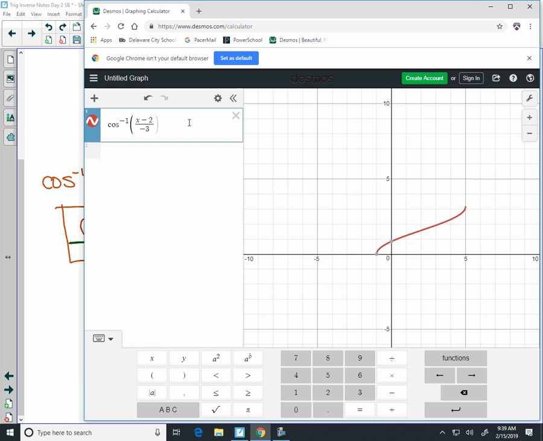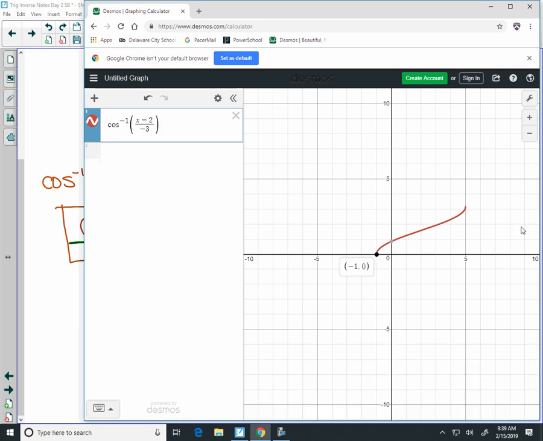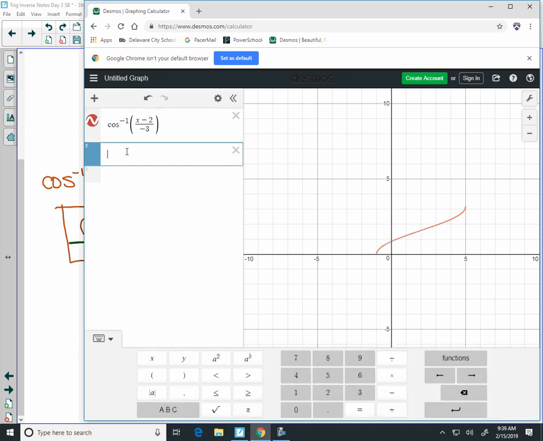So let's look at these points here. We should be going from 0 to pi. We should be going from negative 1 to 5. That's what we said, right? Oh, look at that. Cool, huh? And there's a point in the middle here at 2 pi over 2 that you can't really see.